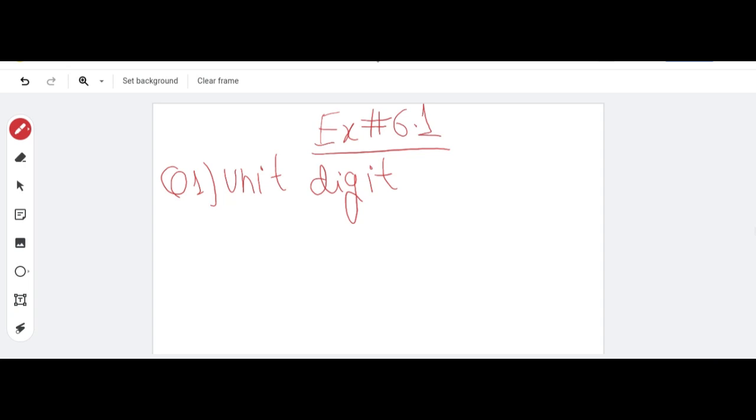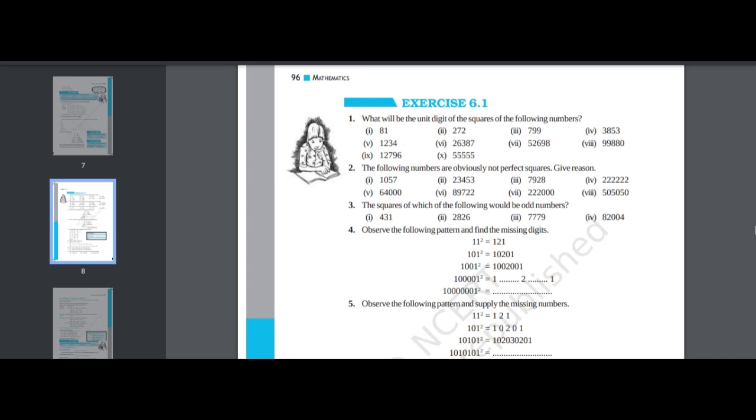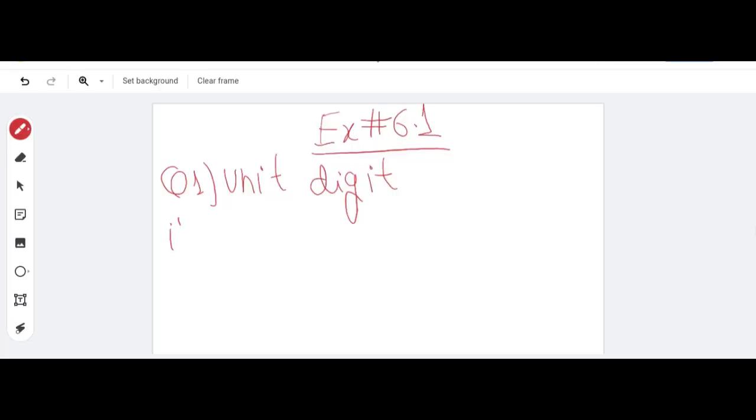Okay, so the first question says, what will be the unit digit of the squares of the following numbers? I will do the first part, then I will do two more parts, and the rest will be done by you. This is the first part, question number 181. I have to find the unit digit of this number. So basically this is a square, and this is the unit.